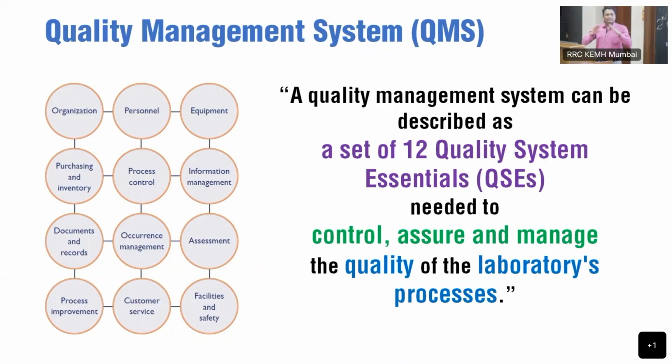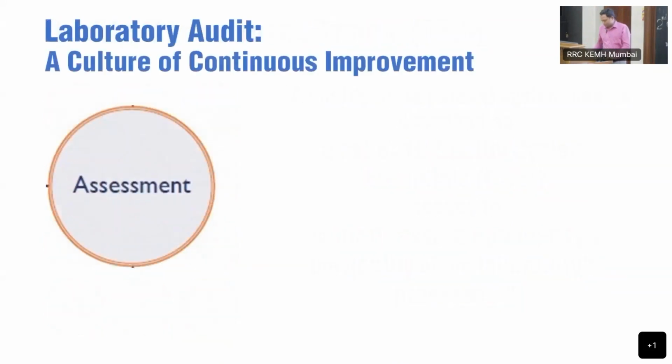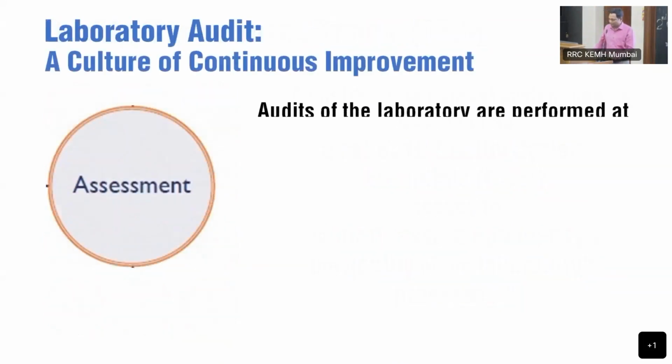Otherwise it is monitoring of the quality, not controlling. We don't restrict its bar going down, but we prevent its degradation. Then assurance and management of the quality. These 12 quality system essentials are going to manage the quality. Coming to assessment, for assessment we need audits. We need assessments also. Those are used interchangeably. I use them so, but we will see the difference between the two.